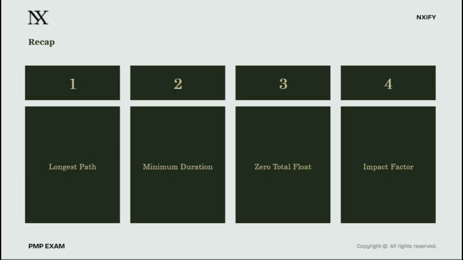Remember episode 8, while work packages are the what, these activities on the critical path are the when. And fourth, impact factor. If any single task on that path slips by 1 day, the entire overall project inevitably slips by 1 day. That is the heartbeat of your project schedule.